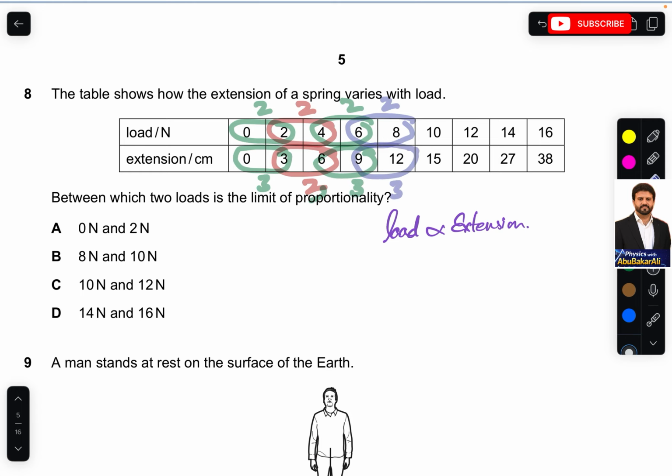So they are moving proportionally. Every change of 2 Newton causes a change of 3 Newton, and so forth. Here is again 2 and here is again 3. Let's move forward. Here is again 2, but here is a change of 5. So this is the point where proportionality is not holding. Okay, so it is between 10 and 12.